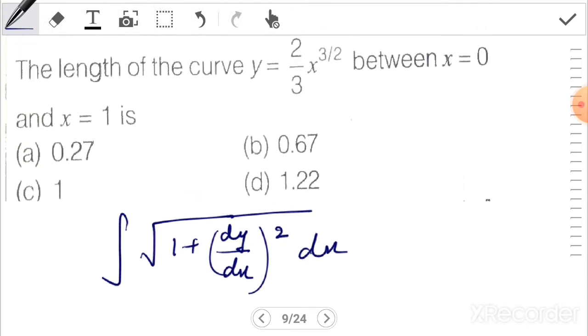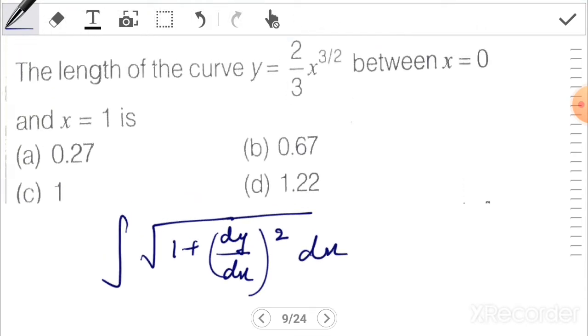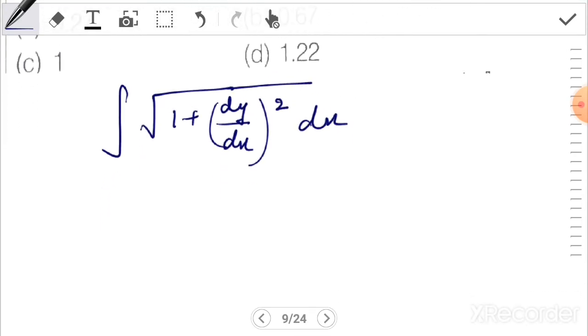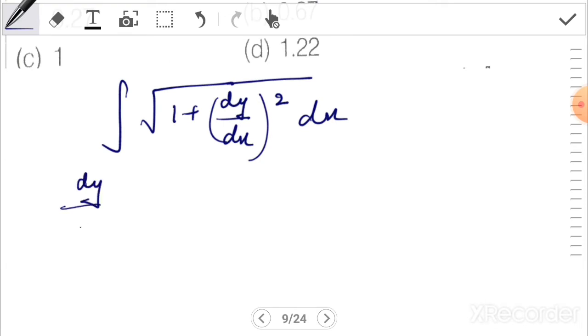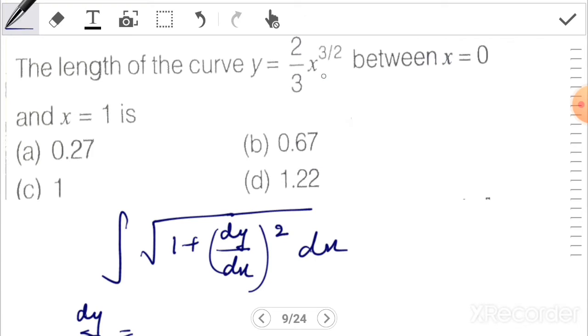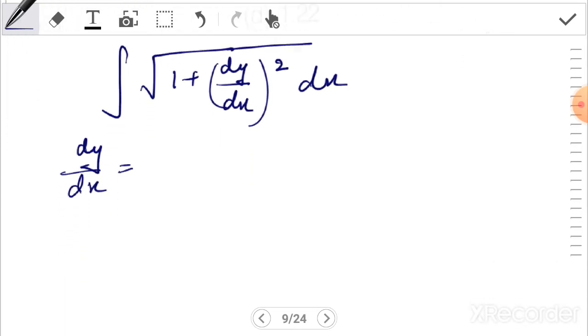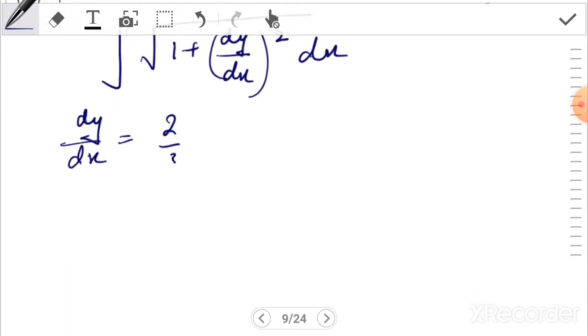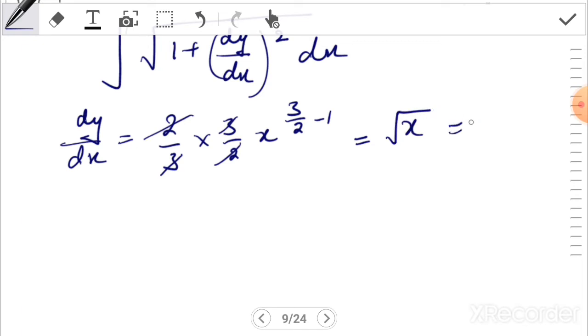Okay, so now find dy by dx first. So dy by dx is equal to, y is given as 2 by 3 x raised to the power 3 by 2. So 2 by 3 into 3 by 2 x to the power 3 by 2 minus 1, which is root x, or x power 1 by 2.